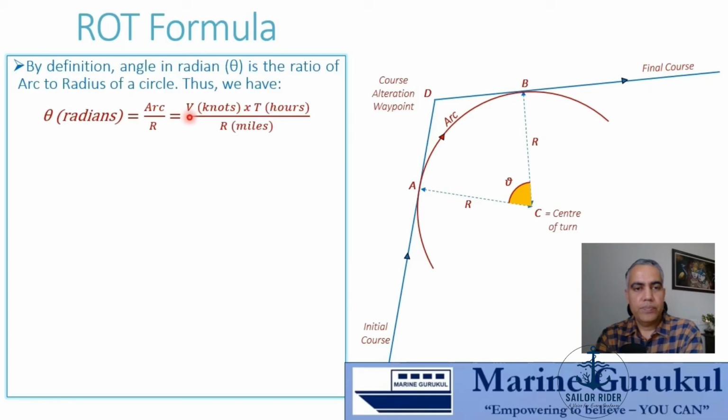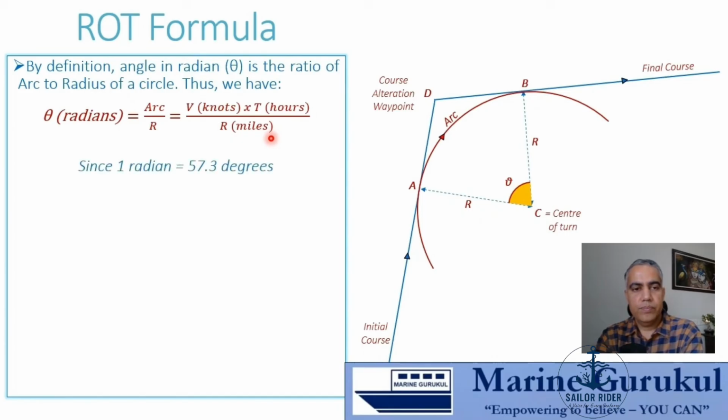The speed of the ship, let us assume, is V knots, and the time taken for the alteration is T hours. The time has been taken in hours here because the speed is given in the units of nautical miles per hour. So time has to be used in hours. Divided by the radius of the turn, the radius will be in nautical miles.